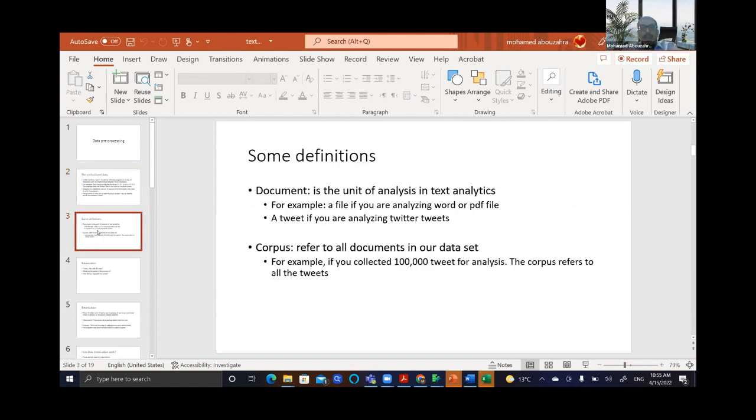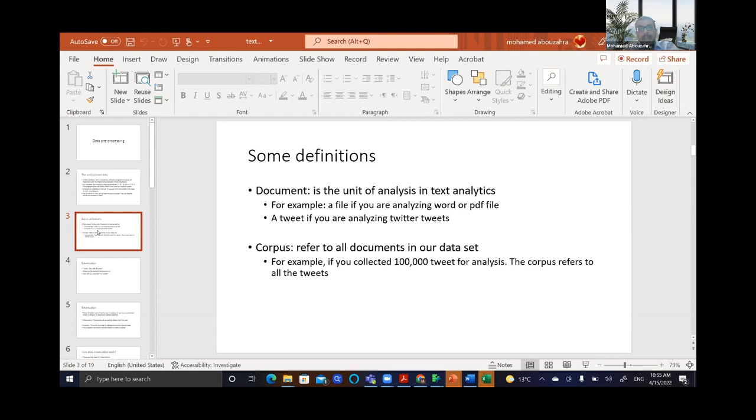Before we start, there are a couple of definitions that we will be using throughout our discussion. The first one is the document. A document in text analytics is the unit of analysis. So if you are analyzing Twitter data, then each tweet is called a document. If you are analyzing files, then each file is a document. If you are analyzing Amazon reviews, then each review is called a document.